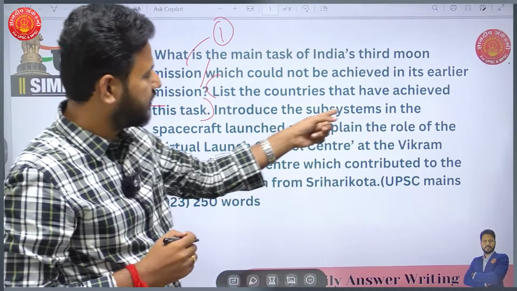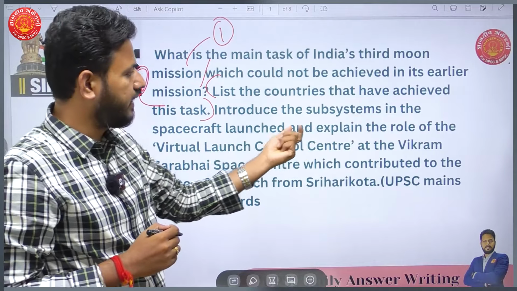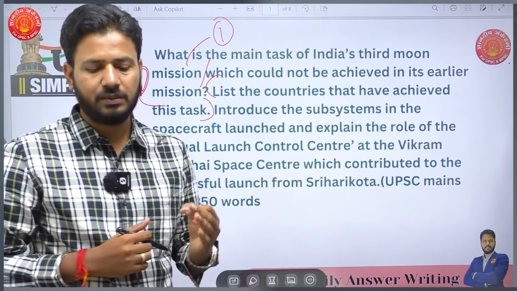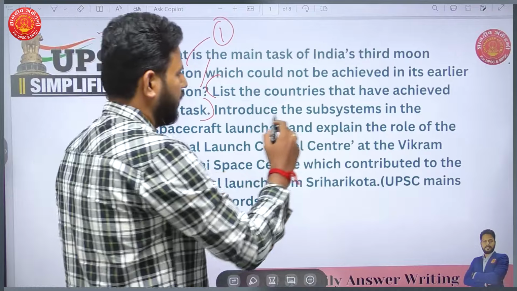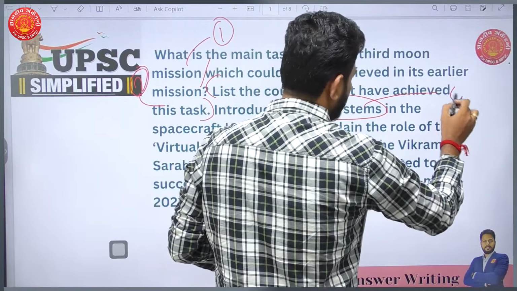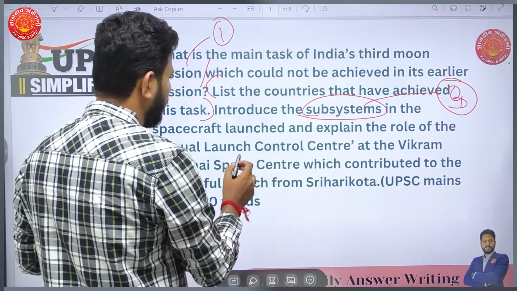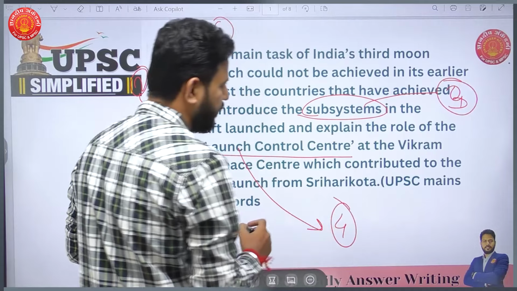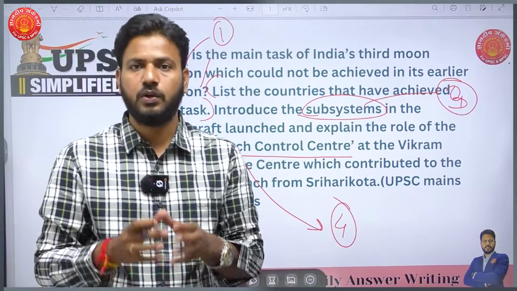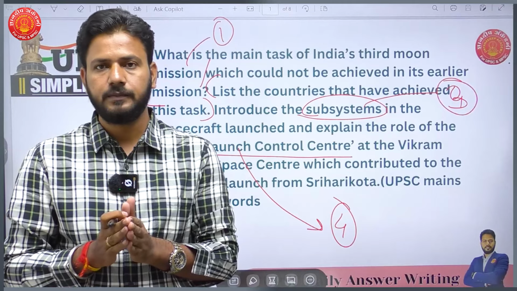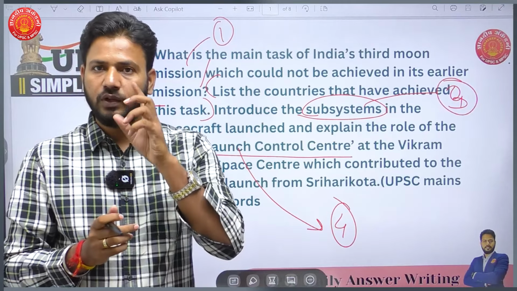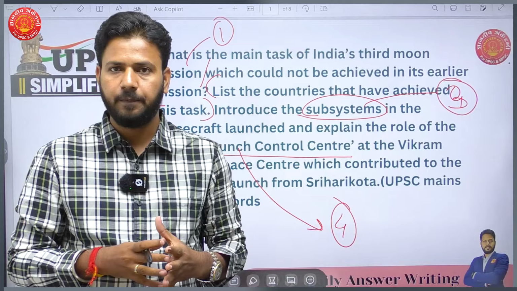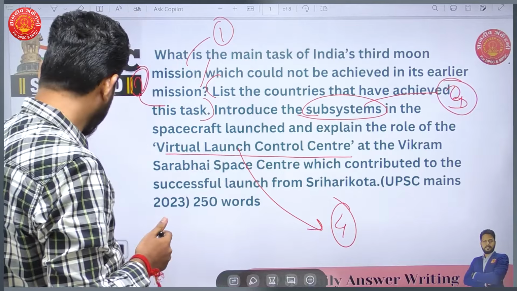Then introduce the subsystems in the spacecraft launched and explain the role of the virtual launch control center at Vikram Sarabhai Space Center. So you have to note all the subsystems that were launched. This is your third focus, and you'll also have to tell what is the role of the virtual launch control center at Vikram Sarabhai Space Center. So you have 4 different parts in this question, and all 4 are your focuses. So when you have clear-cut directed questions, writing introductions and conclusions becomes easy. Okay. So how would you start this answer?